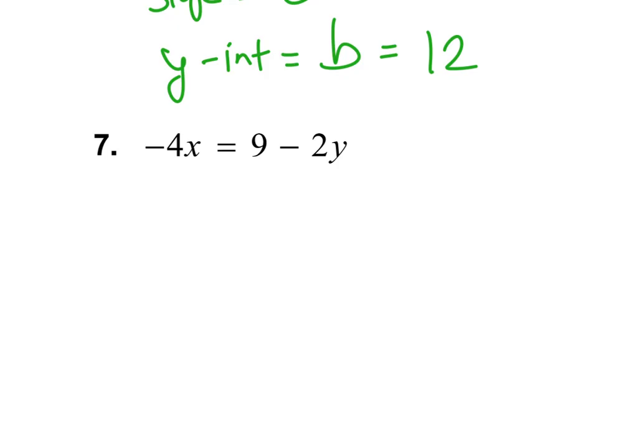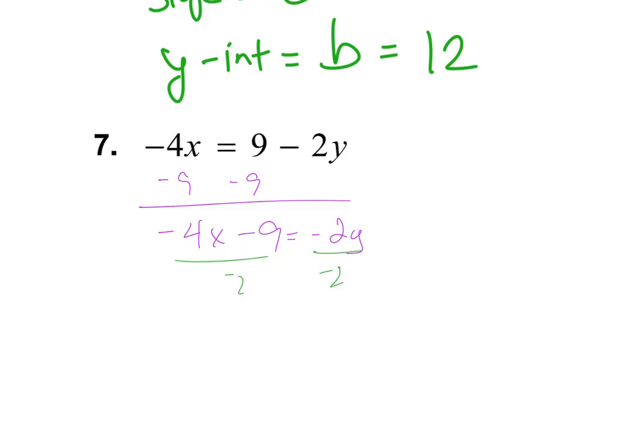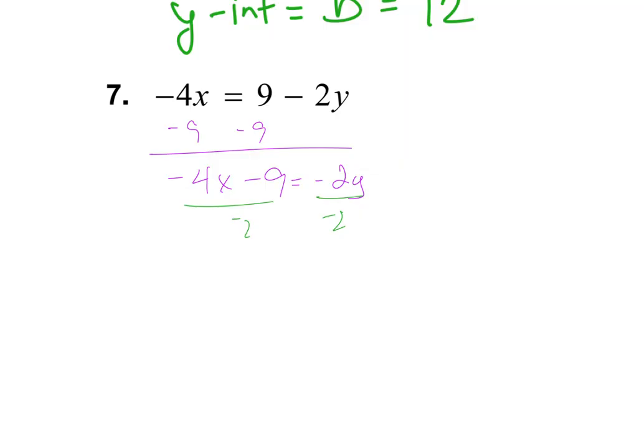Same thing here. What could I do? I could add the 2y, I could subtract the 9, and what I'm going to do is subtract the 9. Negative 4x minus 9 equals negative 2y. And then I'm going to divide by negative 2. One little trick is you've got to remember to divide everything by negative 2, right? So that cancels that 2. I have y equals 2x plus 9 over 2.